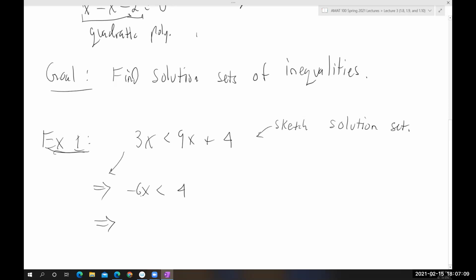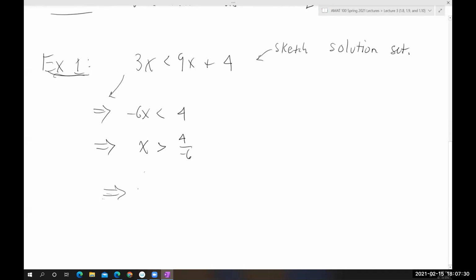The next step would be to divide by negative 6, but remember this is now a negative number, so by that one rule we have to reverse the inequality. If we do that, we get x is greater than 4 over negative 6. And then finally, we can simplify this, which will be negative 2/3. So right from here, it's pretty clear what the solution set is.